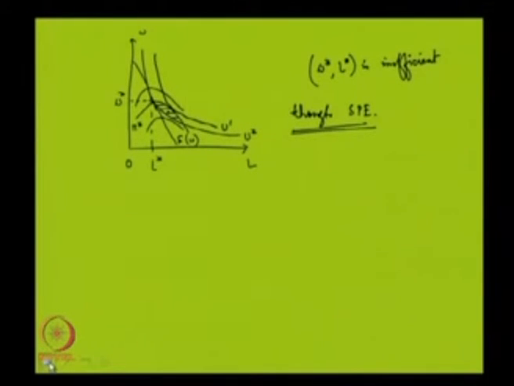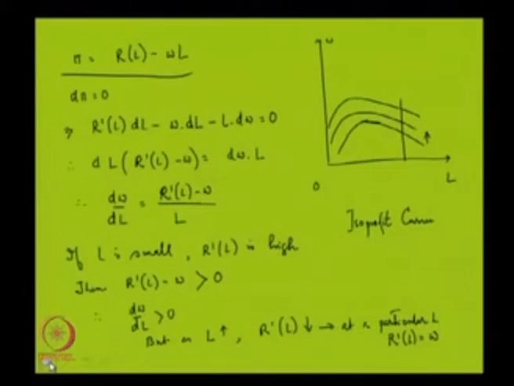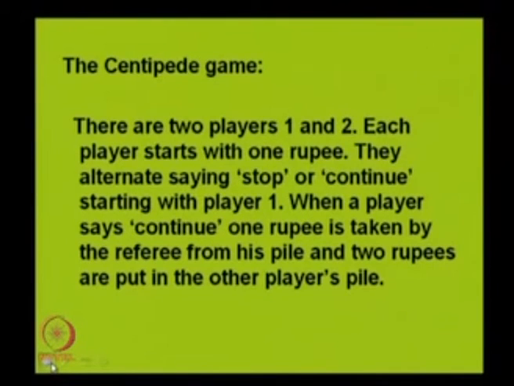Let me take another interesting exercise which again uses the idea of backward induction. This is the centipede game. Here you have two players, players 1 and 2. Each player starts with 1 rupee. They alternate saying stop or continue, starting with player 1. So, player 1 is the first mover, and it either says stop or continue.